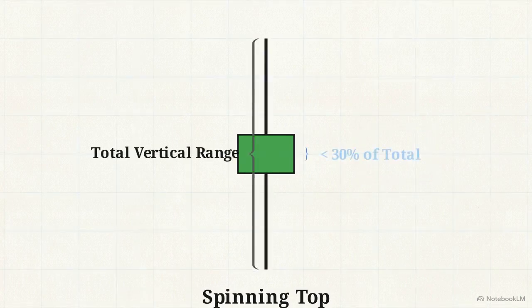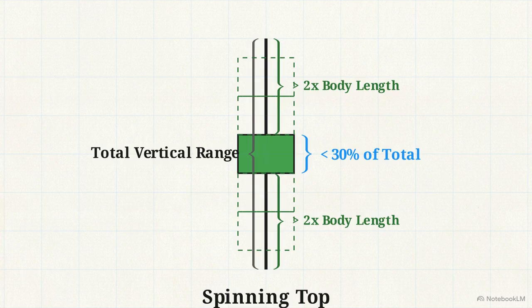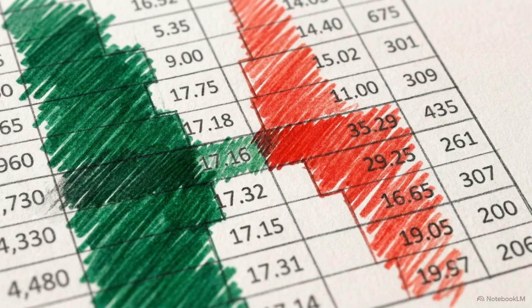The real body needs to take up less than 30% of the total vertical range, and the upper and lower wicks must be at least twice the length of that center body. These specific constraints tell a clear story about market psychology. The long wicks stretching above and below the body show that aggressive buying and selling pressure occurred during the session, but neither side could maintain control.